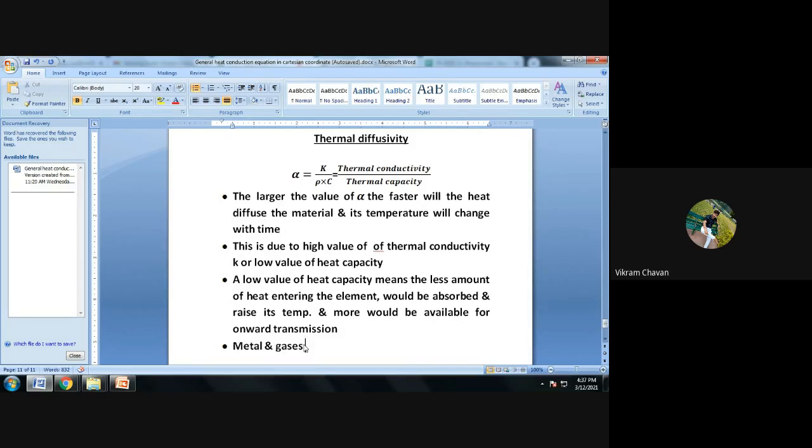डिफ्यूज का मीनिंग आप कंसात लिख सकते हैं, मराठी में पसरणे, और हिंदी में फैलना। The larger the value of alpha, the faster will the heat diffuse through the material, and its temperature will change with time.